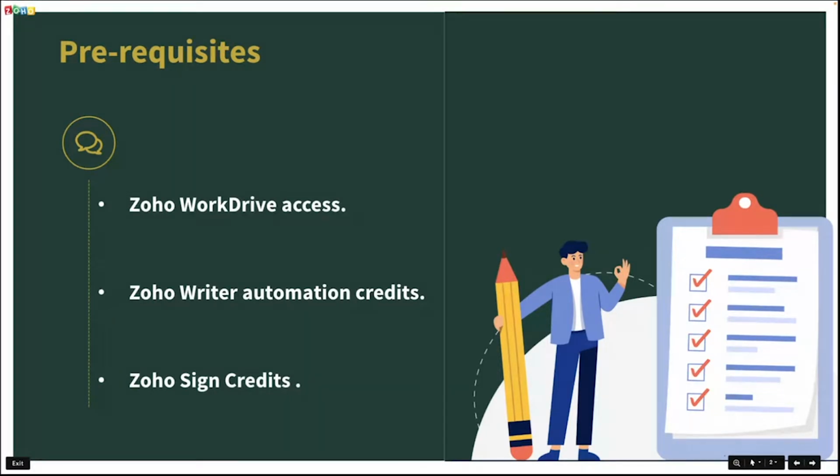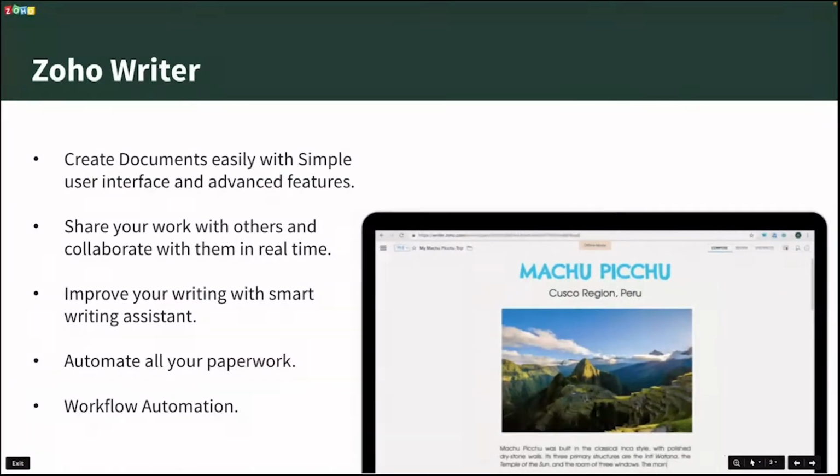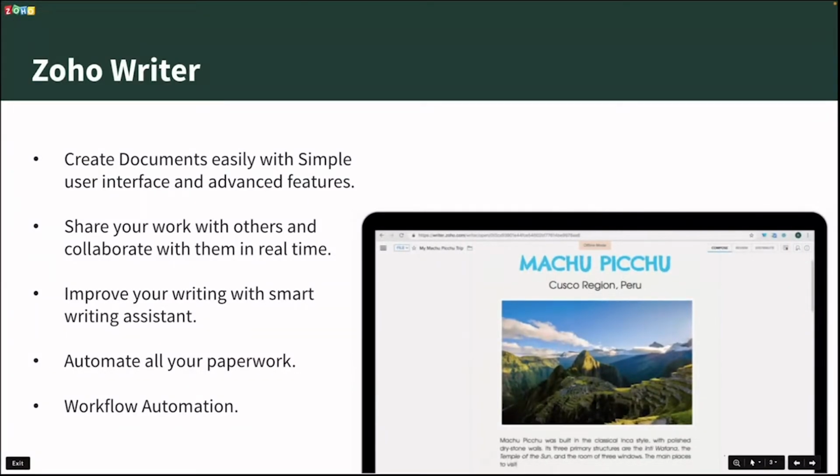If you're looking for automation, then Writer automation credit is required, which will be provided based on your Workdev subscription. And for sending the documents for sign collection, you would require Zoho Sign credits, which will be provided based on your Sign subscription.